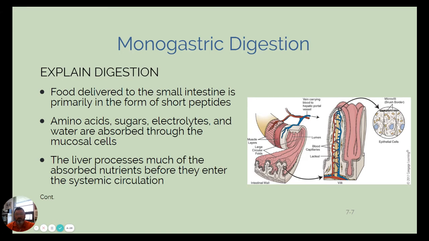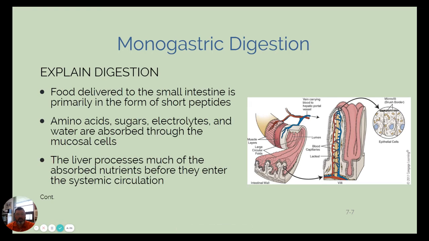Those proteins are going to be broken down into pretty short peptide chains and can only be absorbed as single amino acids. Sugars, electrolytes, water, generally all absorbed through mucosal cells. And then the liver processes much of that absorbed nutrient before it enters the circulatory system.